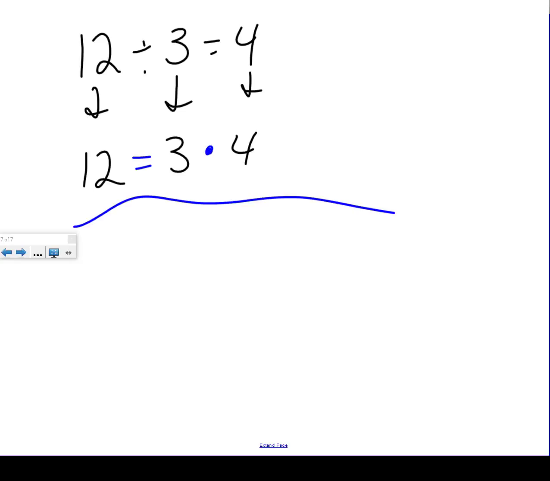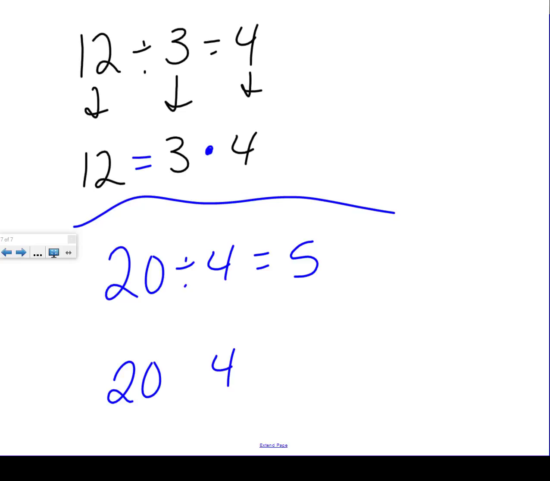Okay, so if I try that again, I could write 20 divided by 4 equals 5. I leave the numbers in the same place and I can substitute out the symbols and plug in new ones, and 4 times 5 also gives me 20. So that's how you're going to write a division problem as a multiplication problem.